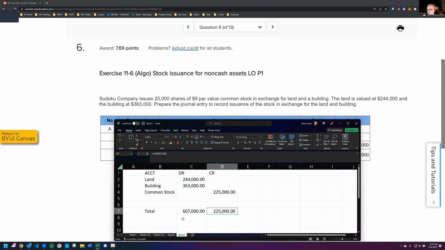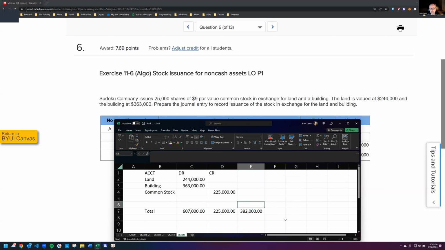Okay, so that's the known part of this, right? The 25,000 shares at 9 par value in exchange for land and buildings. The land is 244, the building is 363. So this difference, I'll just put a little variance over here. The 607 minus the 225 represents $382,000 that we have to come up with as another credit at least. Now there may be other aspects to this transaction, but they've simplified it.